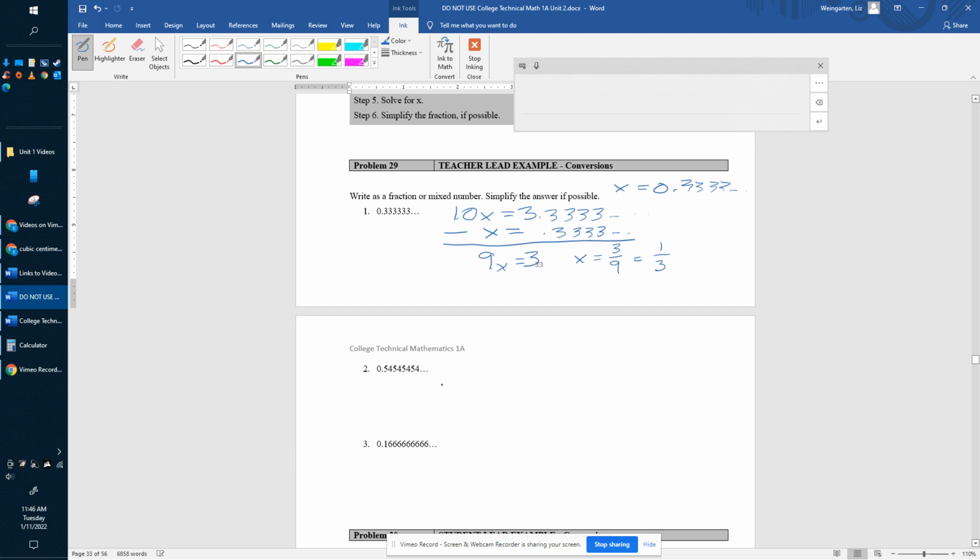Let's take a look at this 0.545454 repeating. We're going to set x equal to 0.54 repeating. 100x, because the repeating decimal first repeats after the 100th spot, equals 54.54 repeating. We'll subtract off the repeating portion.